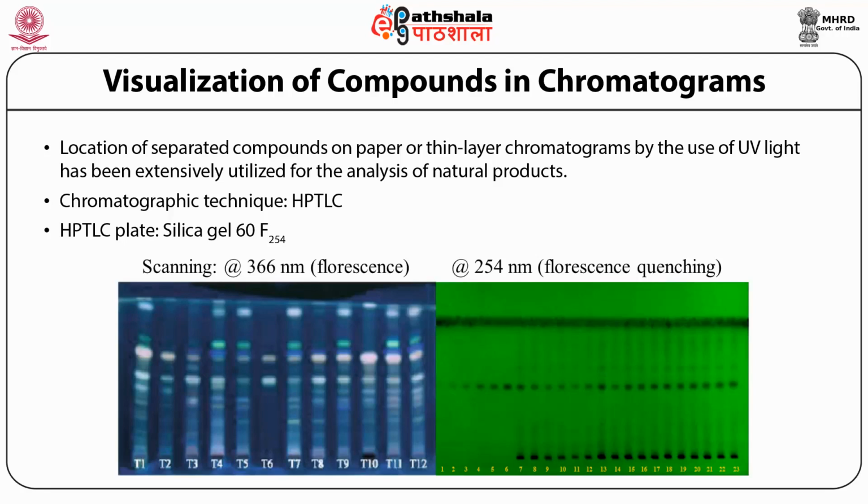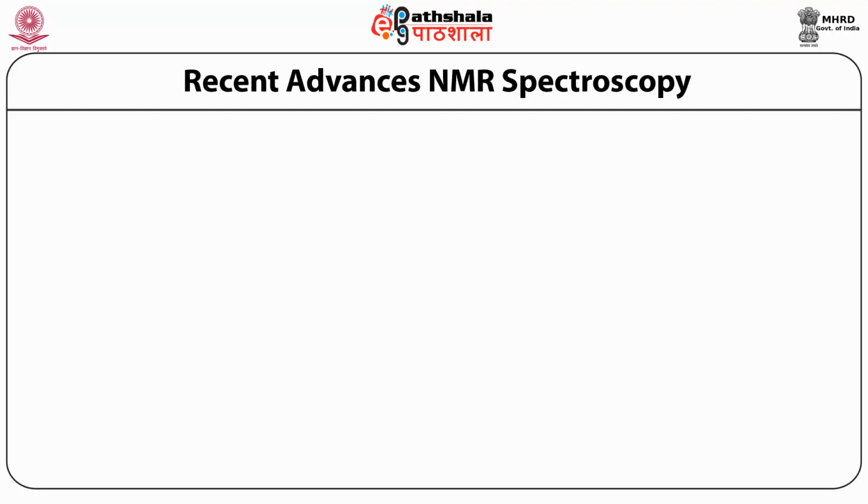The material used for the preparation of this plate contains a fluorescent inorganic substance which fluoresces at 254, and the compounds which are not fluorescing are visible as dark spots. These are some of the recent advances in the use of spectroscopy in the evaluation of herbal drugs.